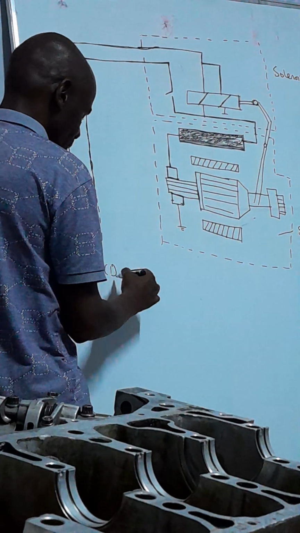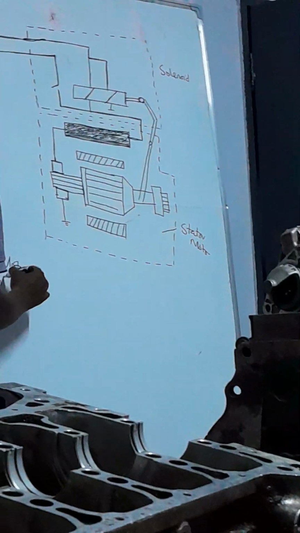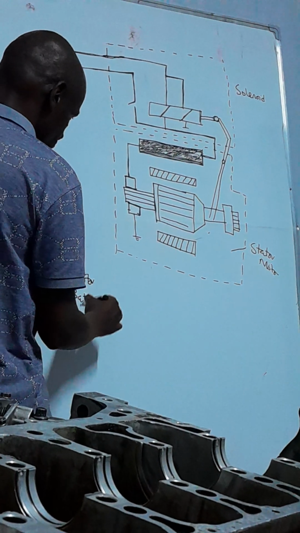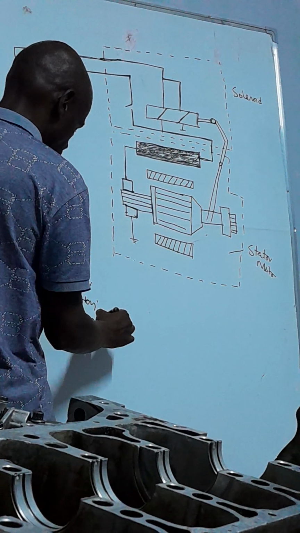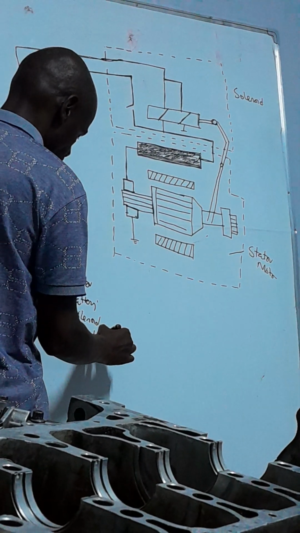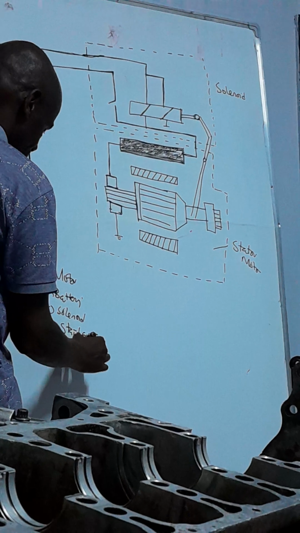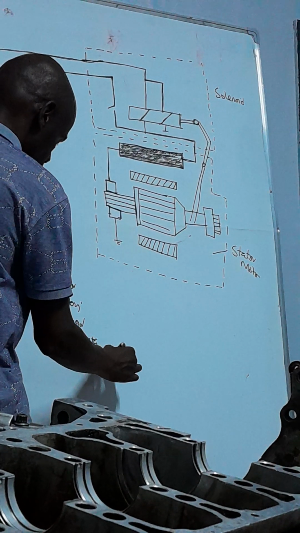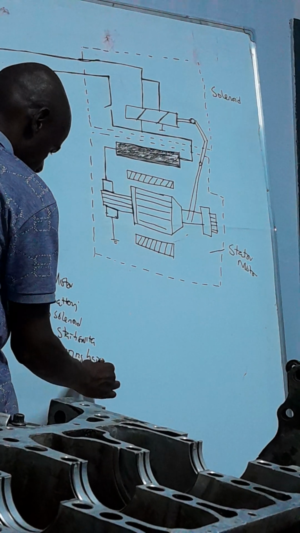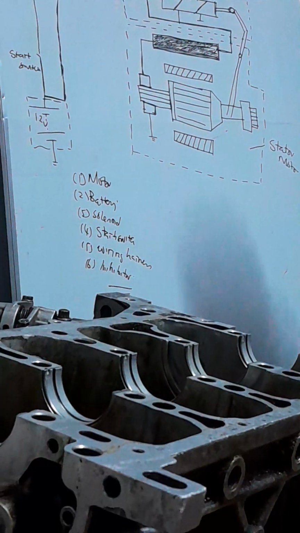We have number one, the motor itself. Number two, there is the battery. Number three, there is the solenoid. Number four, there is the start switch. Number five, there is the wiring harness. And number six, there is the inhibitor switch. So these are the major components of the starting system.